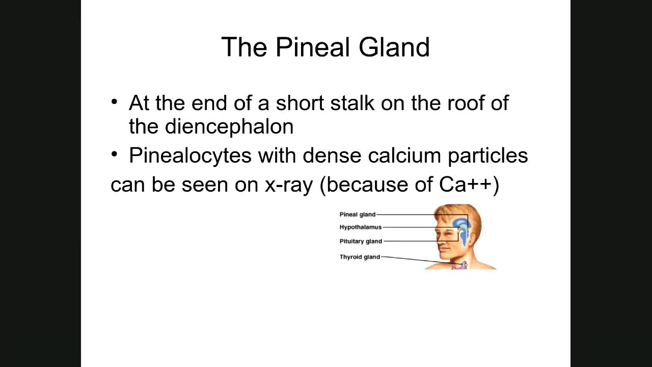The pineal gland is at the end of the short stalk of the roof of the diencephalon. The cells of the pineal gland, the pinealocytes, are cells made within the pineal gland. They have dense calcium particles, and this is what we can see when we do an X-ray. We saw those dense dark spots there on the X-ray because of the calcium. So far in the nervous system, we talked about the pineal gland and the pituitary gland. Pineal, pituitary.